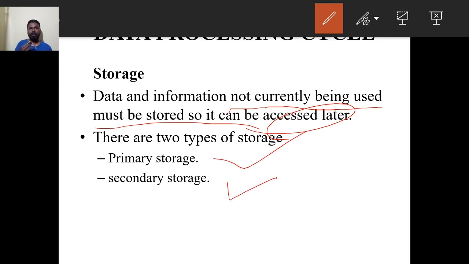We know that primary storage is the main memory. It is a temporary memory. Once the computer is turned off, all the data will be erased. Second one, secondary storage, secondary memory, it is a permanent memory. Even if the system is turned off, the data will not be erased.